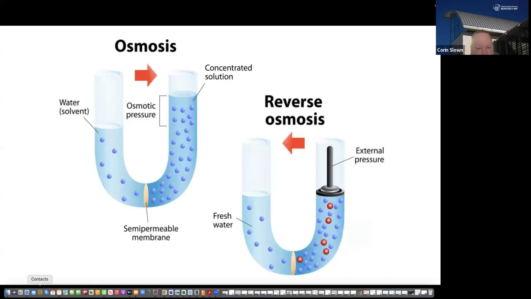So normal osmosis, right, is water moving across a semi-permeable membrane to dilute a concentrated solution. In this case, reverse osmosis does the opposite. It takes a concentrated solution and by forcing external pressure, pushes the water through to create essentially fresh water and leave the ions in a more concentrated form behind.